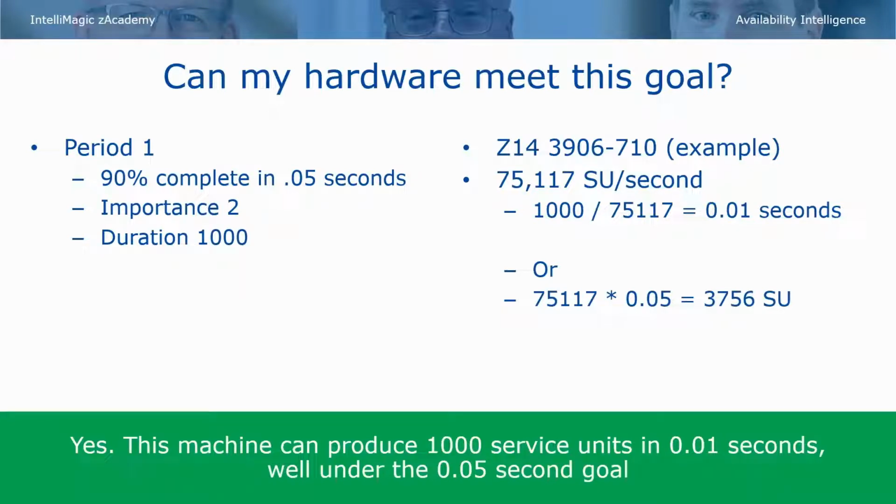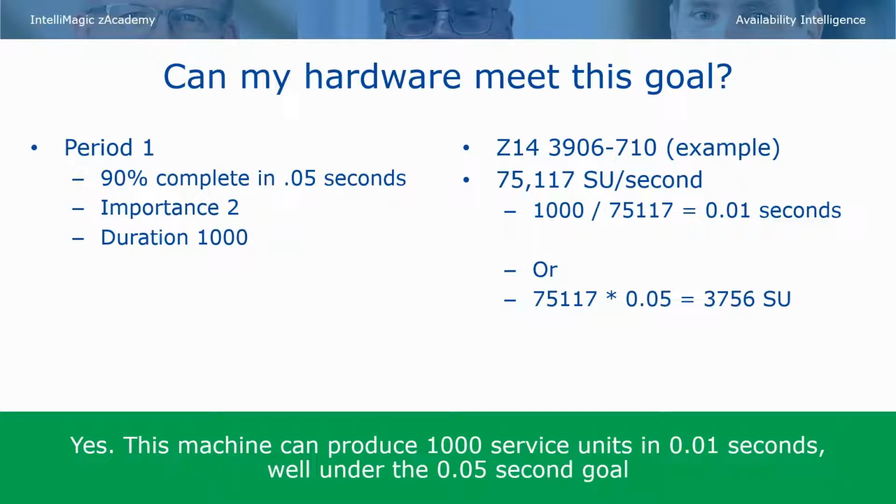One of the key exercises you really should go through when setting goals and durations, or reviewing them, is firstly making sure those values are reasonable on your hardware, making sure they're possible, and we'll talk about appropriate in a moment. So here we could first divide our first period duration by the service unit rating of the machine. We can see the hardware can produce 1,000 service units in around 10 milliseconds. Our goal is only 50. That gives us a basic assurance that this machine should not have any problem providing enough horsepower to meet the goal within the chosen duration.